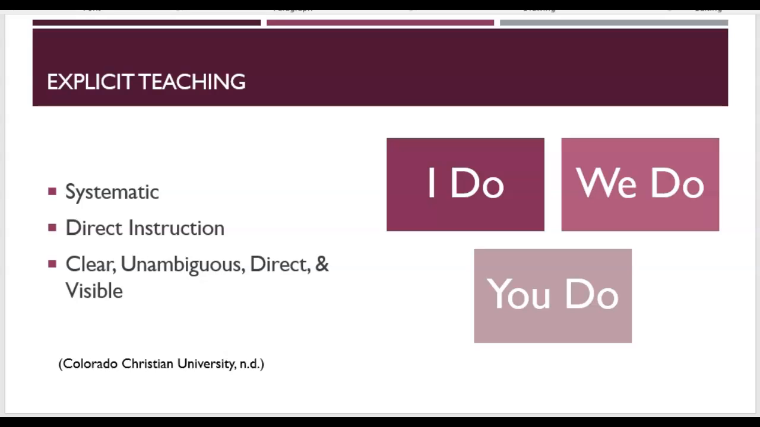Explicit instruction is a systematic or carefully planned direct instruction. This direct instruction creates interactions between student and teacher where the teacher is clear, unambiguous, direct, and visible with all of their actions. The goal is to have students ready to learn new material by already possessing a clear understanding of previously taught skills.